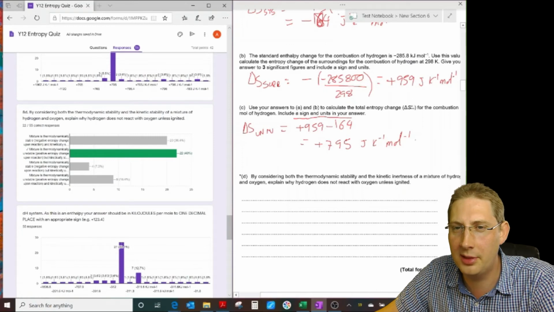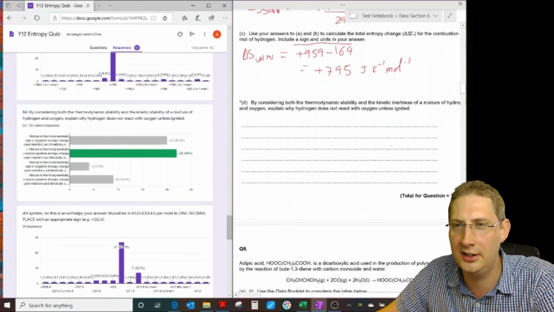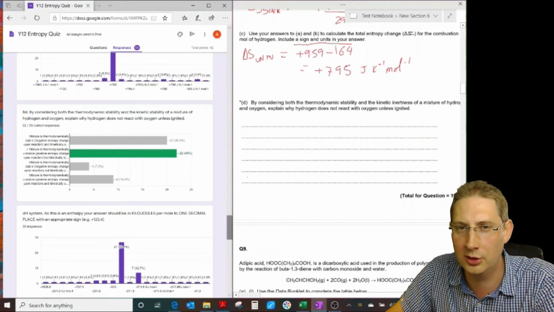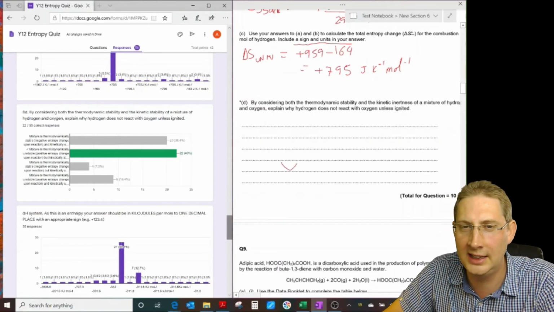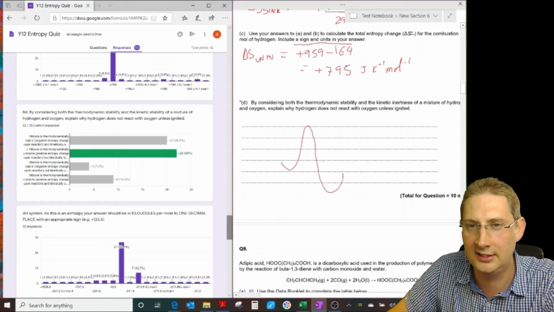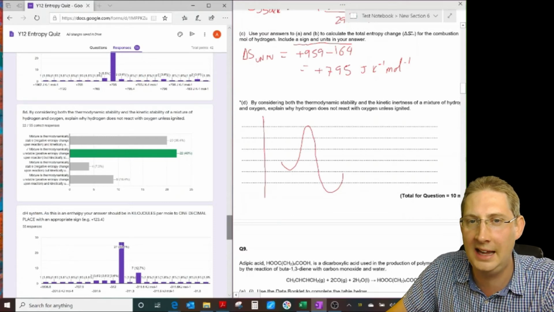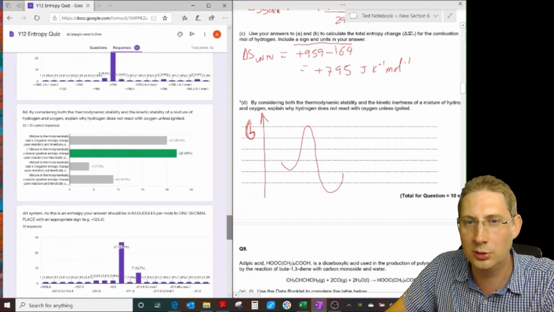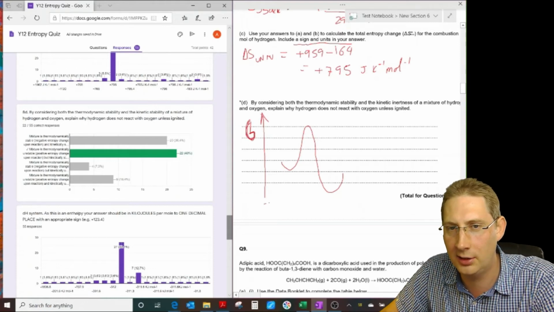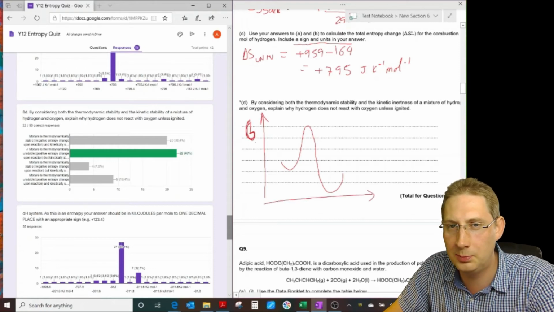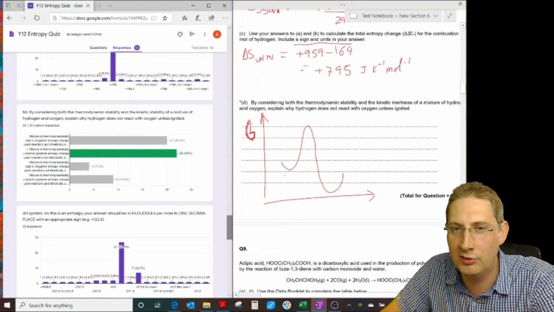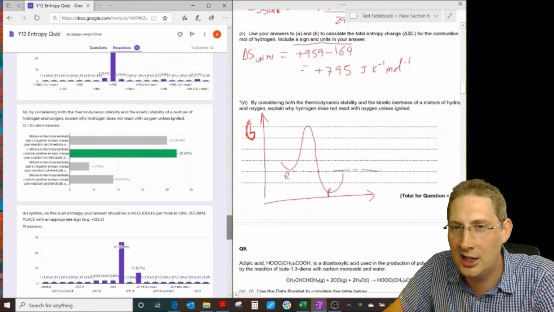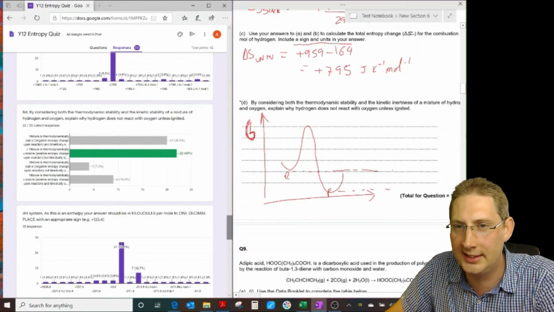By considering both the thermodynamic stability and kinetic inertness of a mixture of hydrogen and oxygen, explain why hydrogen does not react with oxygen unless ignited. Well, just like the previous example, if we have a free energy diagram, this is G, free energy, which you have learned about in lesson 3, not H, but G, reactants, products, it is thermodynamically unstable.